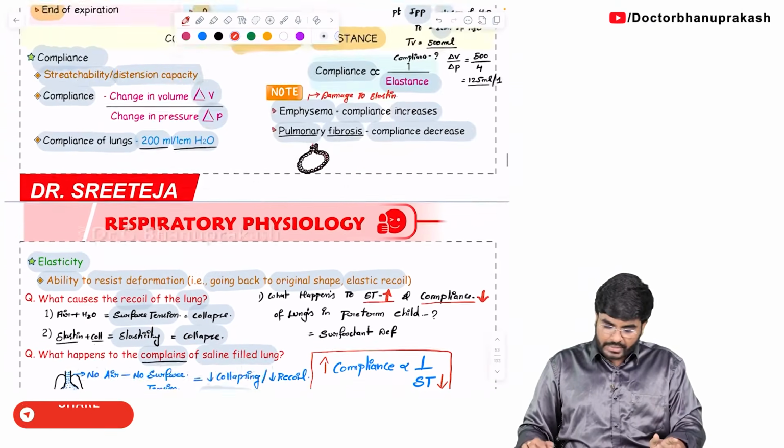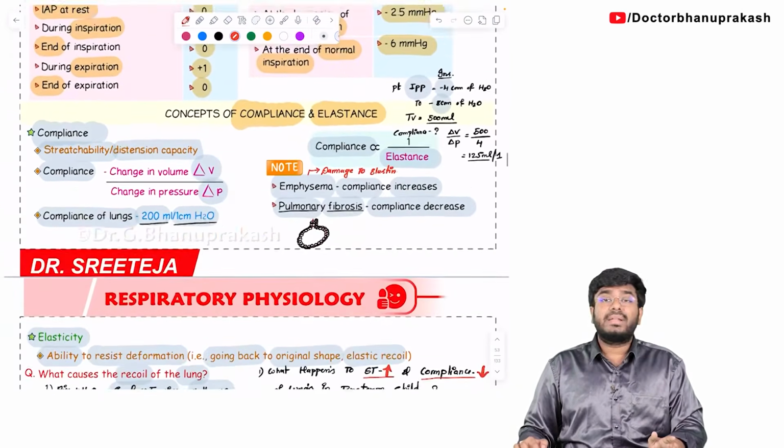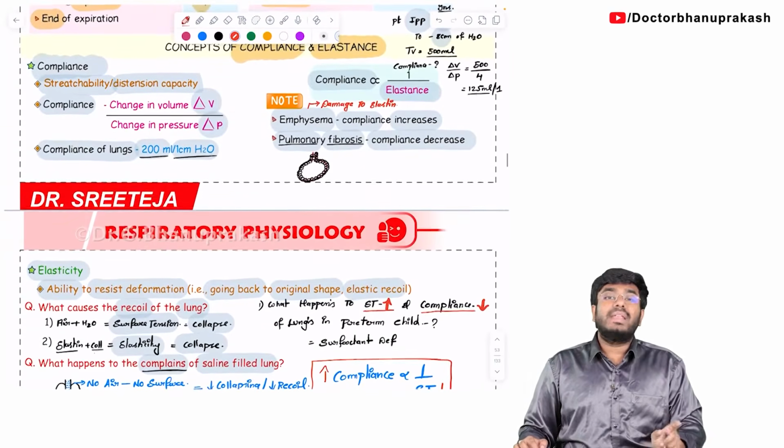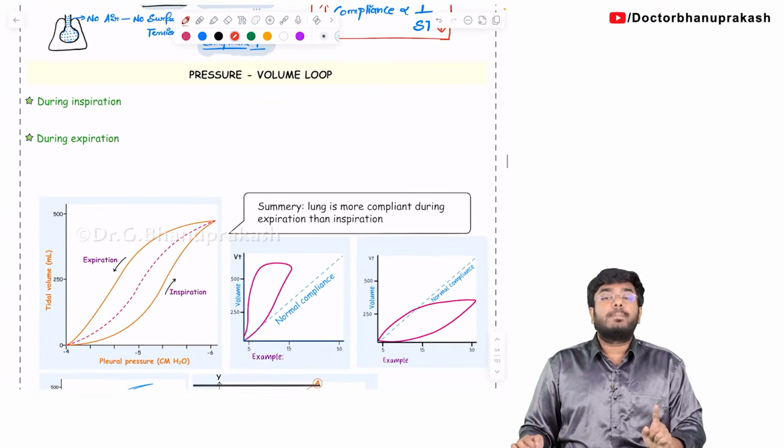So with this, what have we completed? We have completed the topic of compliance and elastance. Now, in the next video, we will be discussing the pressure volume loops.